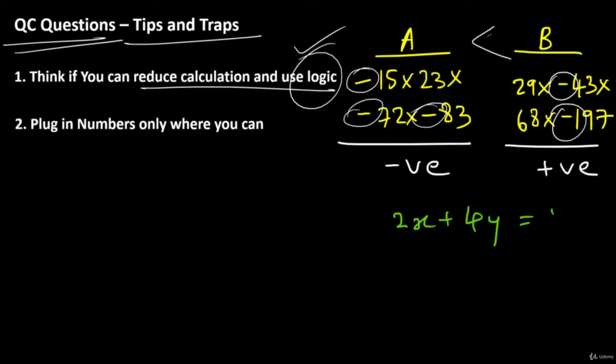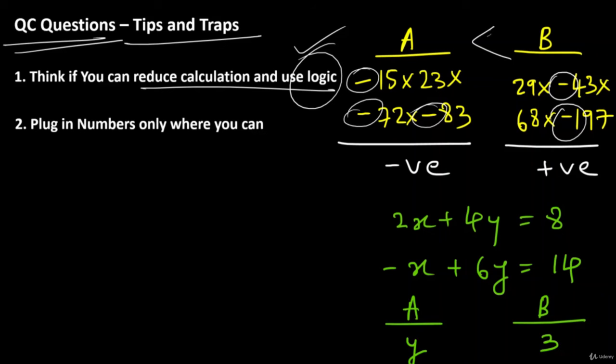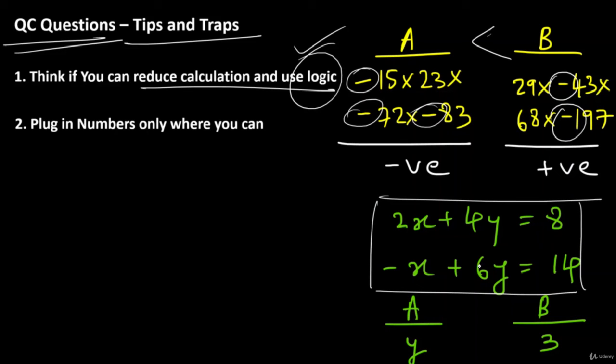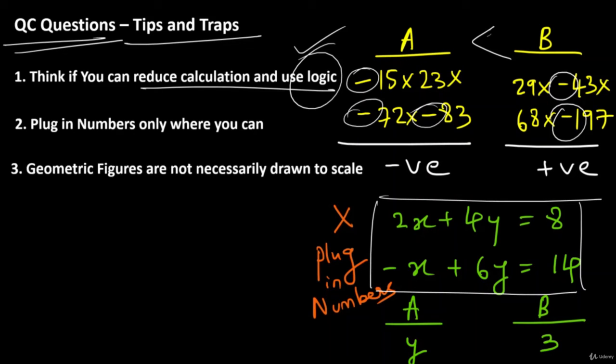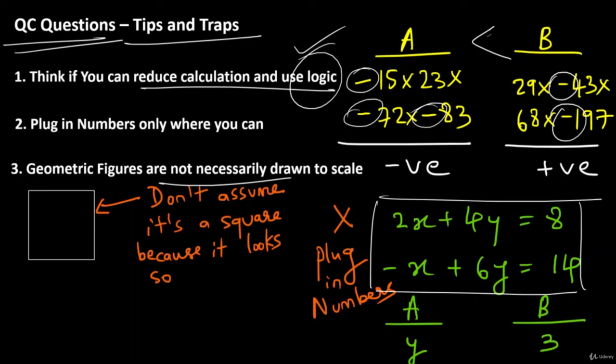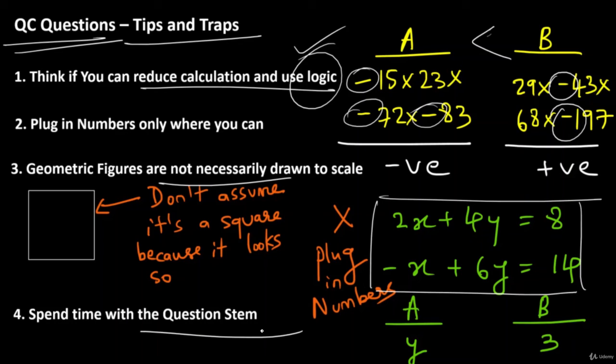For example, if you have a question 2x plus 4y is equal to 8 and minus x plus 6y is equal to 14. This is the question stem and quantity A is y and quantity B is 3, right? Remember, you cannot plug in numbers over here. You'll have to solve and find the value of y and then check whether it is greater than or less than 3. Now, the next point is geometric figures are not necessarily drawn to scale. Now, over here you have a figure. This looks like a square, but don't assume that it is a square unless it is mentioned. And lastly, remember, always spend time with the question stem. You can always draw out inferences which are not very obvious if you spend time with the question stem.